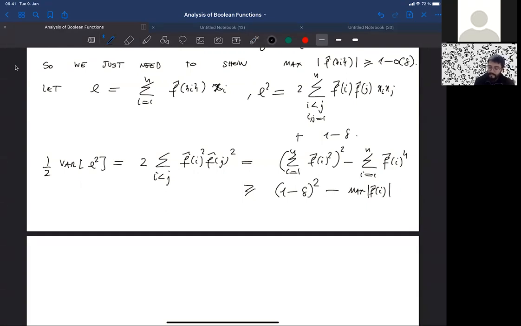Okay. So we only need that the variation of L squared is like O of delta. If we have this, then we have our result. Okay, how can we show that? We apply the previous corollary.